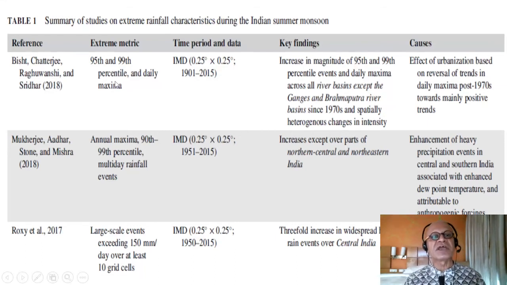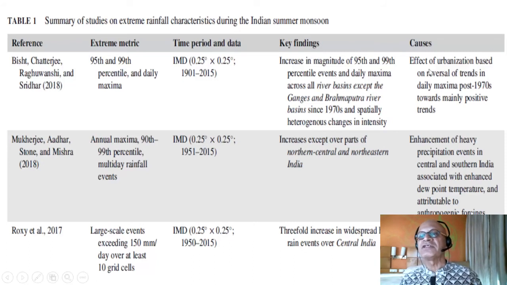So here, for example, 95th and 99th percentile and daily maximum are studied with the IMD data at a quarter degree resolution for 1901 to 2015. The key findings are an increase in magnitude of the 95th and 99th percentile events and daily maxima across all river basins except for the Ganges and Brahmaputra river basins since the 1970s, and especially heterogeneous changes in intensity. So the changes in intensity were not at all uniform across these river basins. The focus is on river basins.